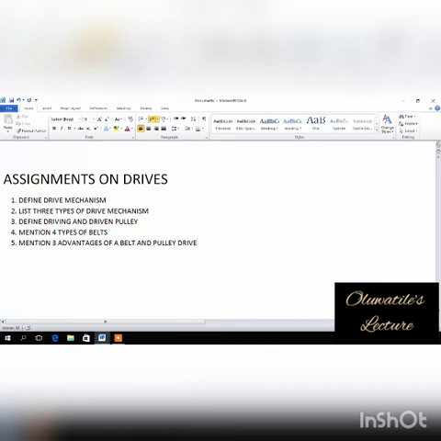Okay, number 1, define drive mechanism. Number 2, list 3 types of drive mechanism. Number 3, define driving and driven pulley. Number 4, mention 4 types of belt. Number 5, mention 3 advantages of a belt and pulley drive.